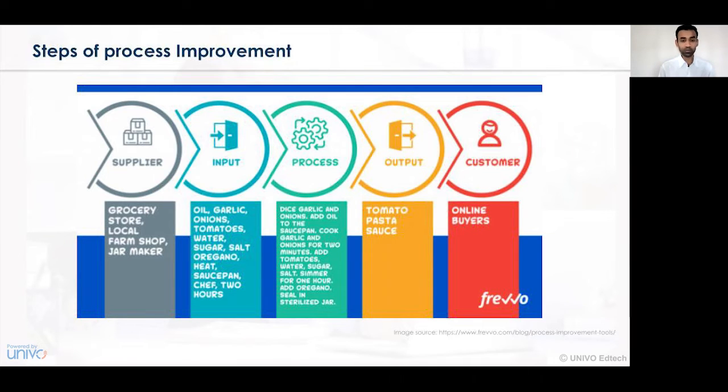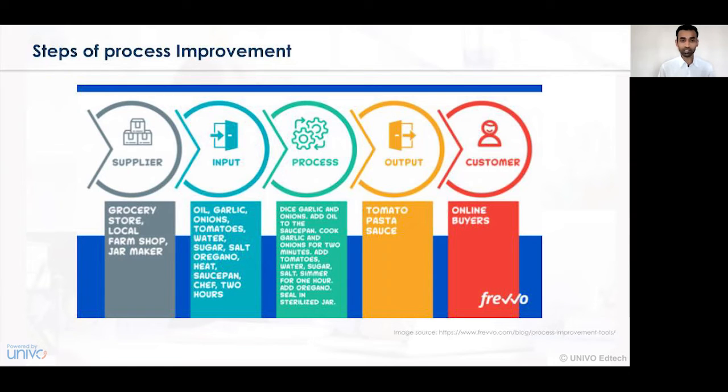Now, in case of an input, we need to identify what are the various raw materials or the inputs that will be required in an organization to manufacture a sauce. So those improvement activities are the oil, the garlic, the onions, the tomatoes, the water, sugar, salt, oregano, heat, saucepan, chef, and 2 hours of time duration. So these are the various inputs based on which a sauce can be manufactured and delivered to the customers. And hence, the process improvement activity with respect to the inputs are the variable components of the product, which is with respect to the raw materials.